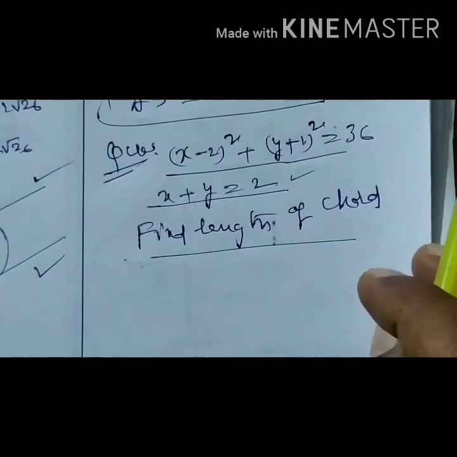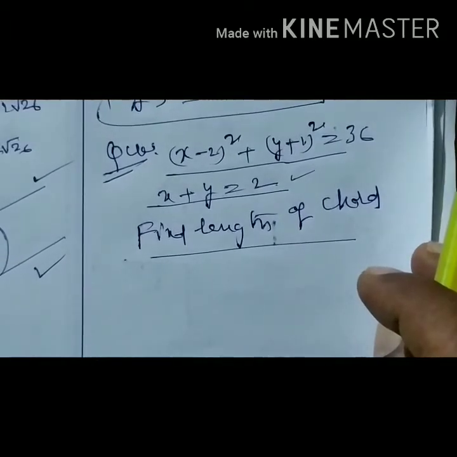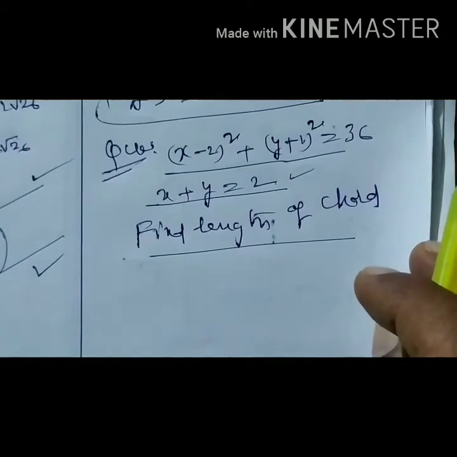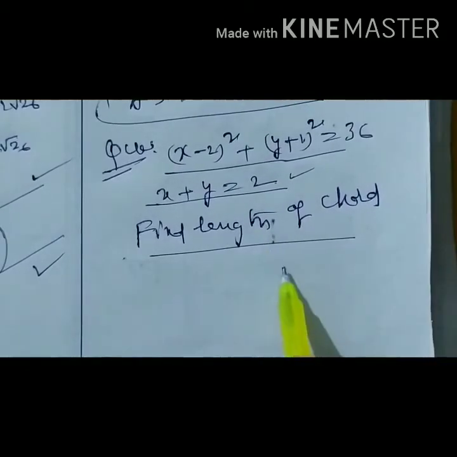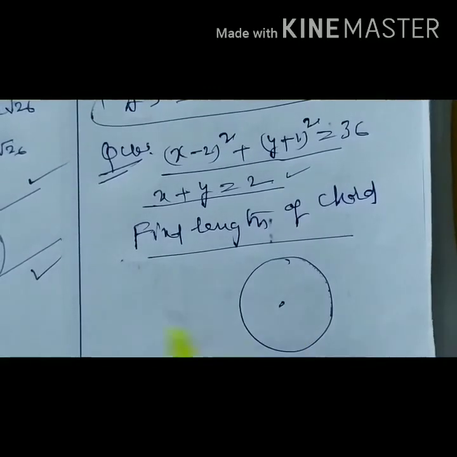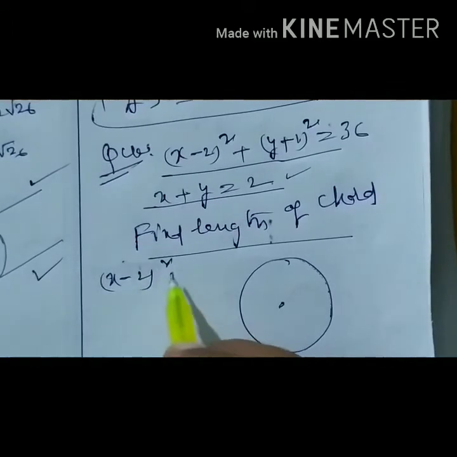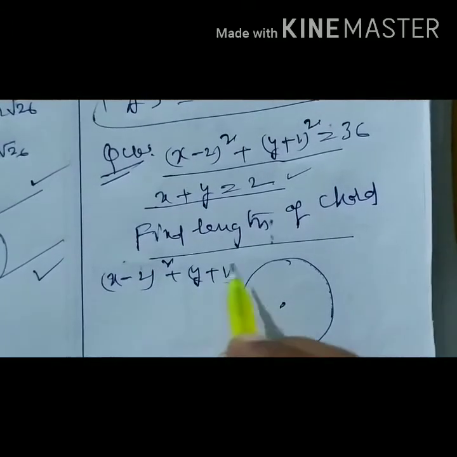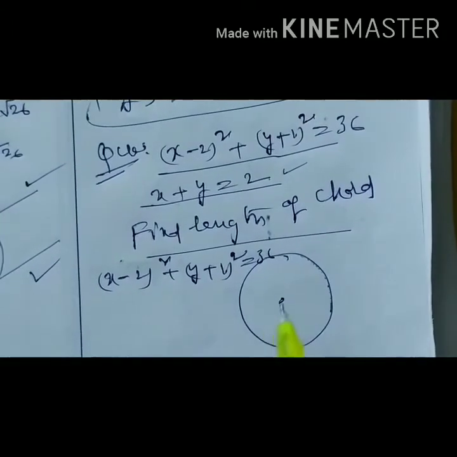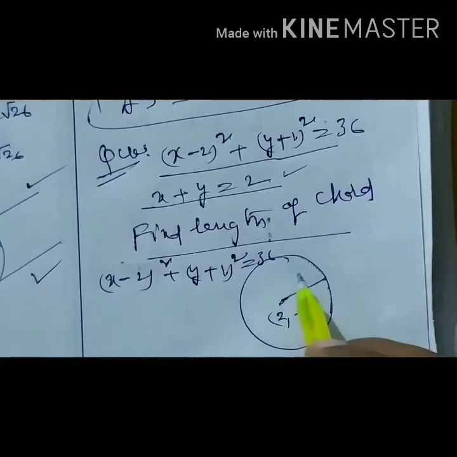You already know the condition. If the perpendicular distance is less than the radius, then the line will intersect the circle in two distinct points. Let us consider the given circle (x − 2)² + (y + 1)² = 36. Here the center is (2, −1) and the radius is 6.